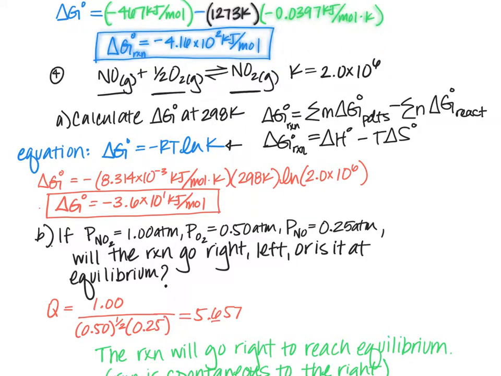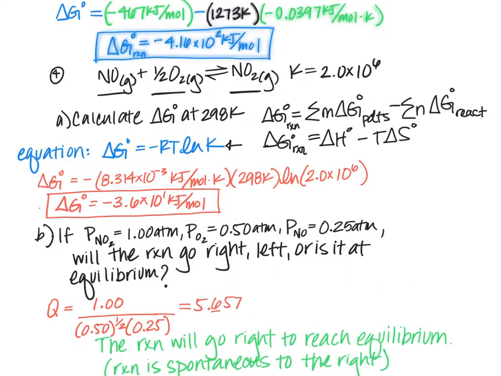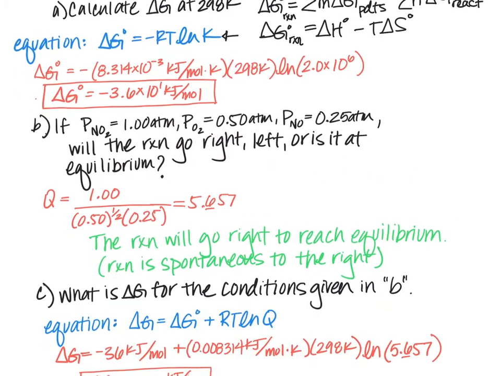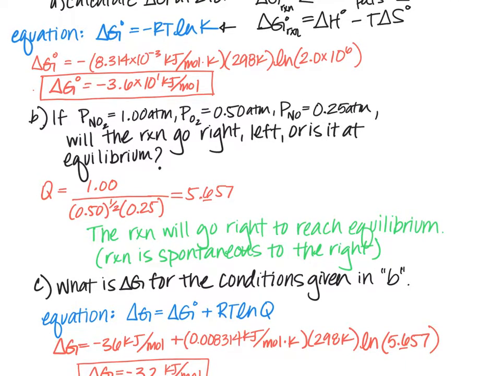If K is given, the easiest equation to use is the Gibbs free energy equation. So what I've done is I've plugged in my R constant in kilojoules times the temperature times the natural log of the K value given, and that gives me negative 3.6 times 10 to the first power kilojoules per mole. Great, so it's a simple step, although you have a couple of different options for equations. So let's look at part B.